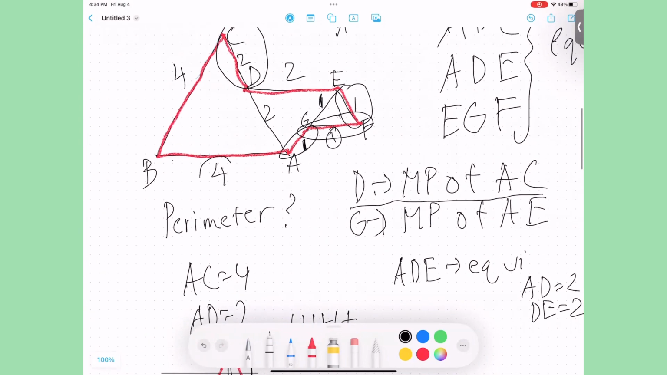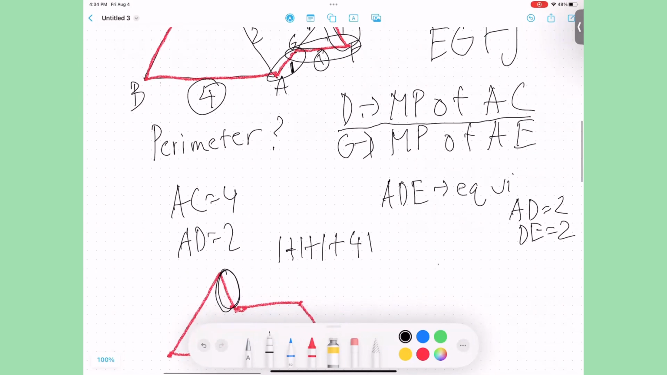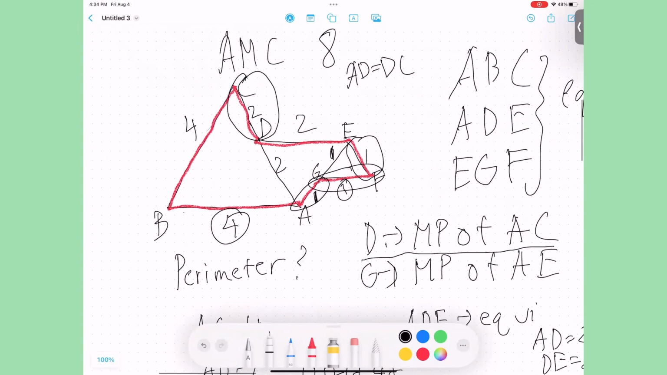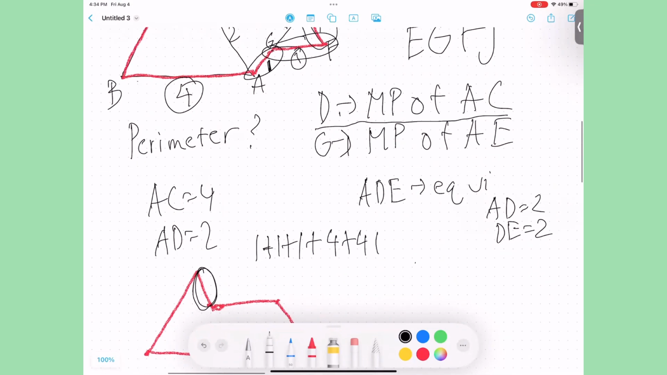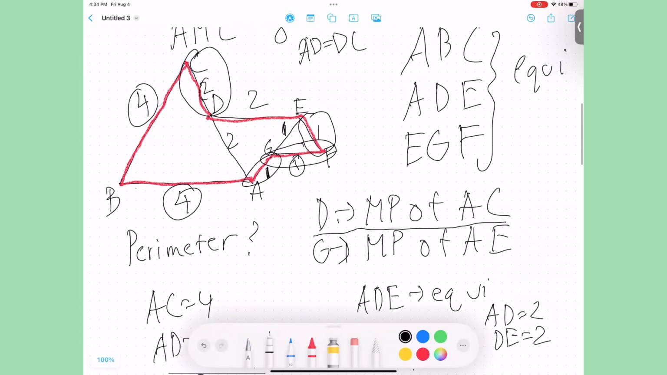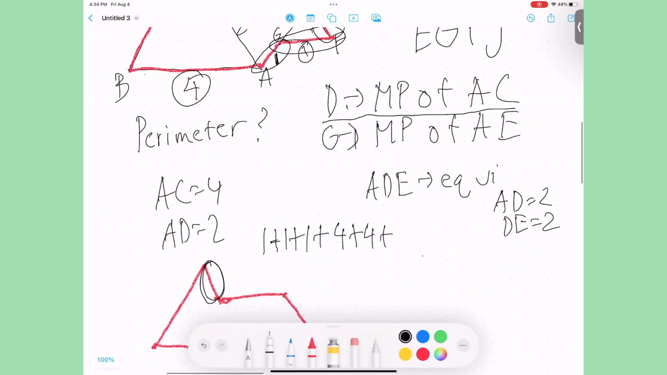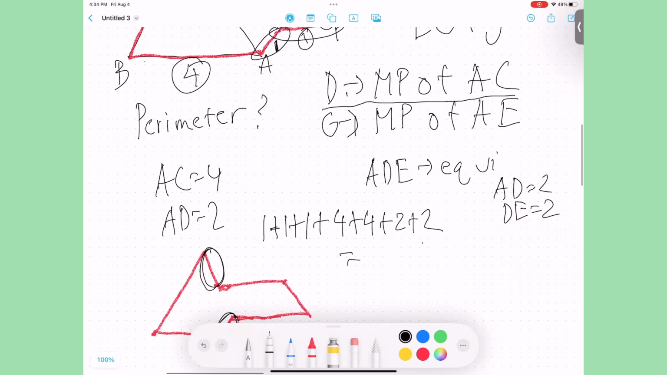And then you calculate this 4, which is plus 4 there. And then you calculate this 4, and 4 there. And then you calculate this 2 and this 2. So 2 plus 2. And you get something like 3 plus 8 plus 4, which is 15. Does that make sense to everybody?